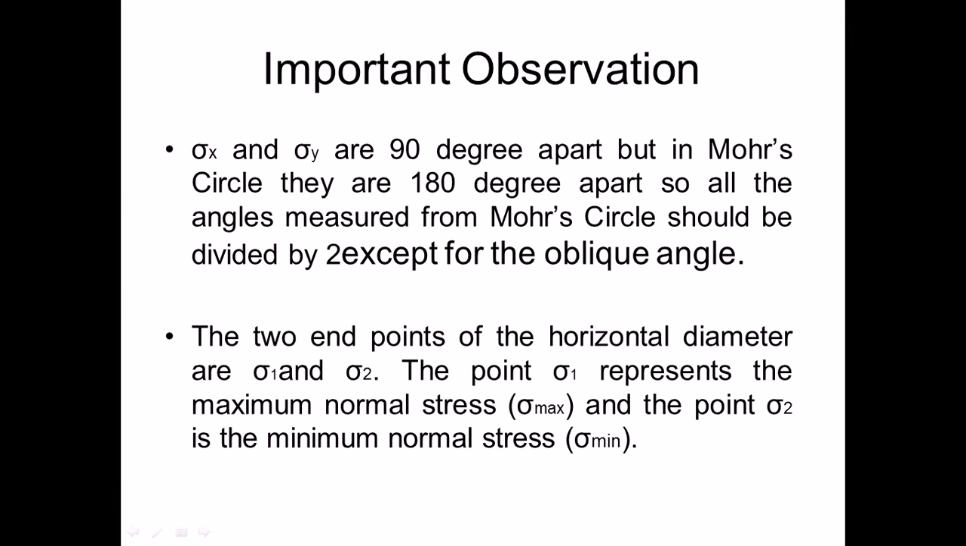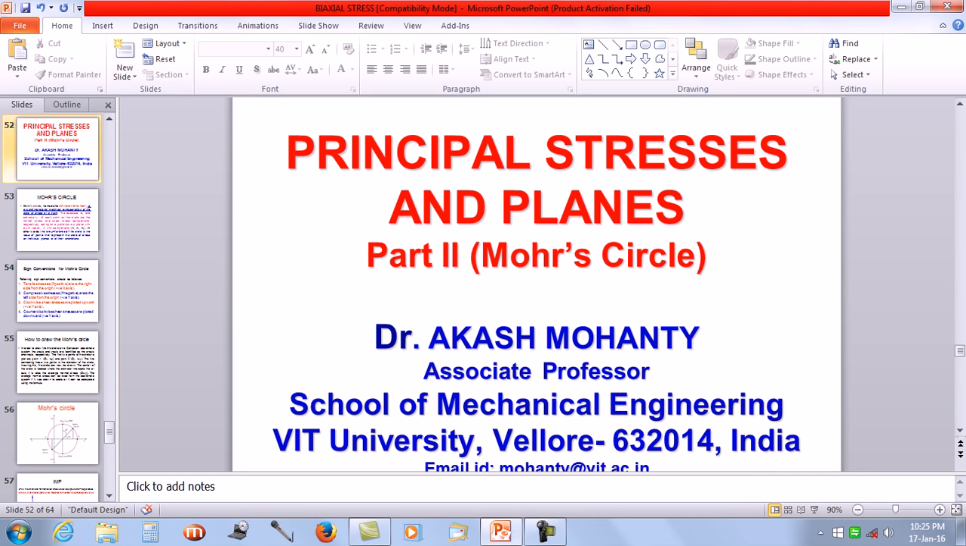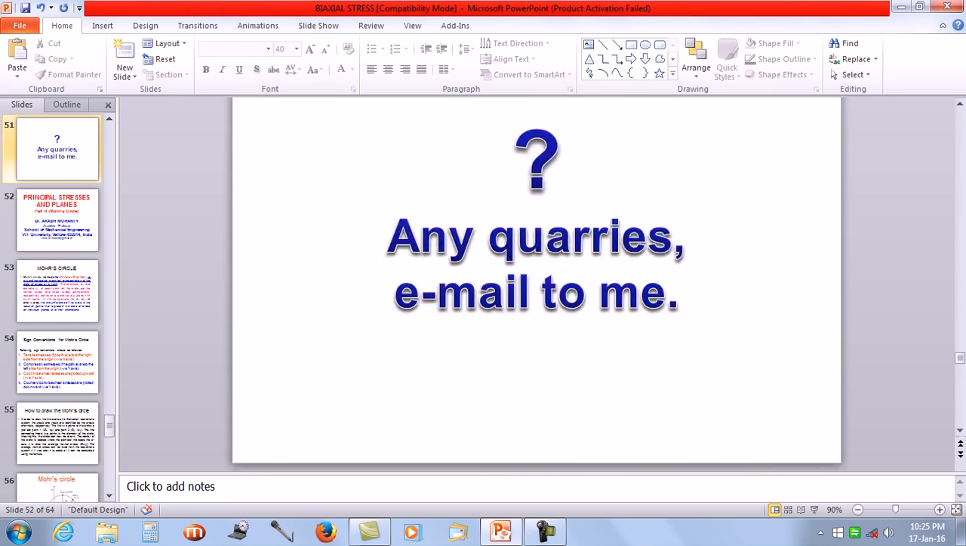This is the important observation. Sigma x and sigma y are 90 degrees apart in real practice, but in the Mohr circle they are 180 degrees apart. So all the angles measured from the Mohr circle should be divided by 2 except for the oblique angle. The two end points of the horizontal diameter are sigma 1 and sigma 2. The point for sigma 1 represents the maximum normal stress, and the other point is for the minimum. So this is the end of our lecture.